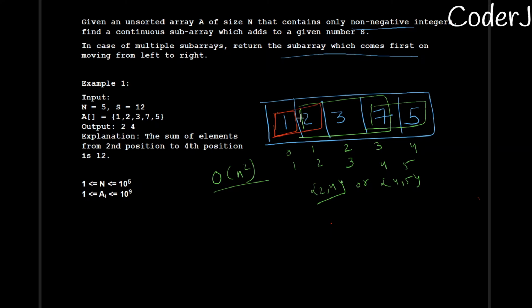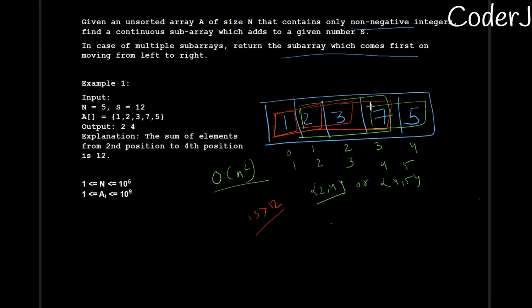Now my window is 1 and 2. Okay, 1 plus 2, the summation is 3, again smaller than 12. Now I'll again increase my window: 1, 2, and 3. Cool. The summation inside the window is 6 and the sum provided to us is 12, again smaller. So we have 1, 2, 3, and 7. What is the summation now? It is 13, and 13 is greater than 12.